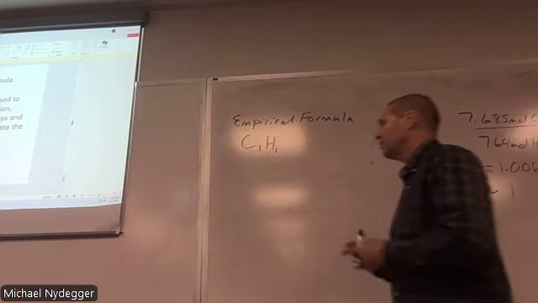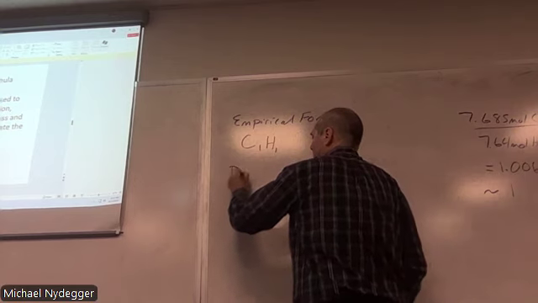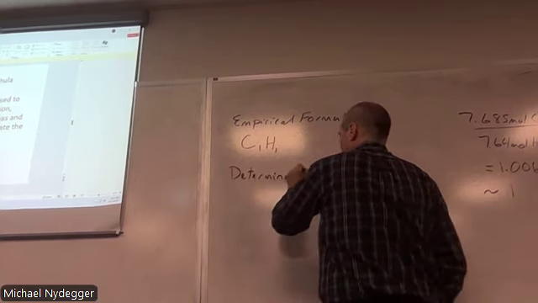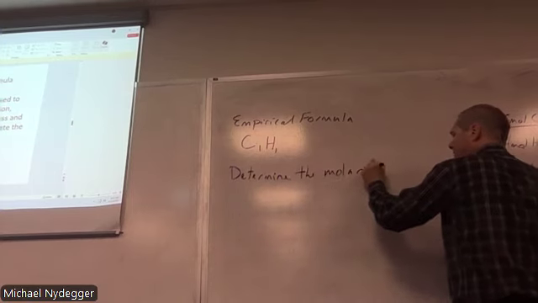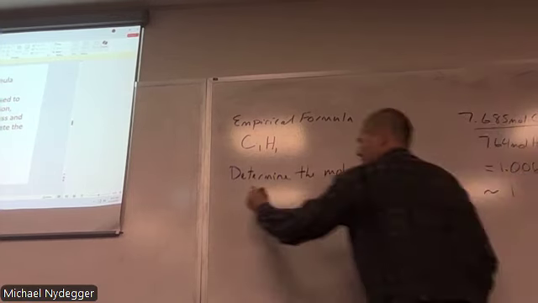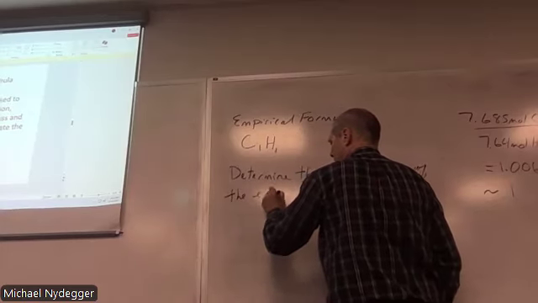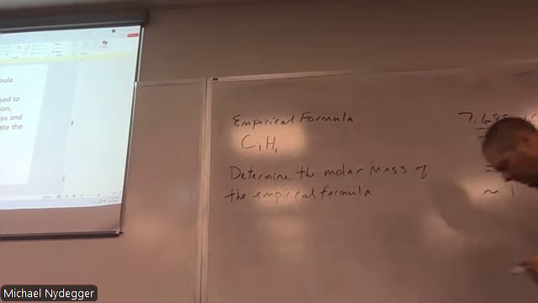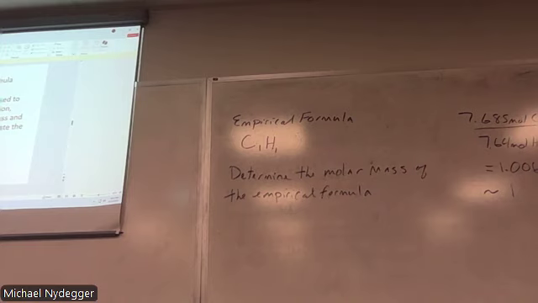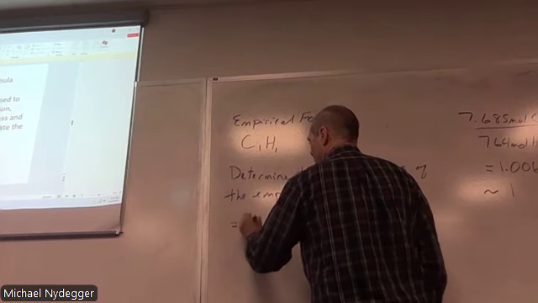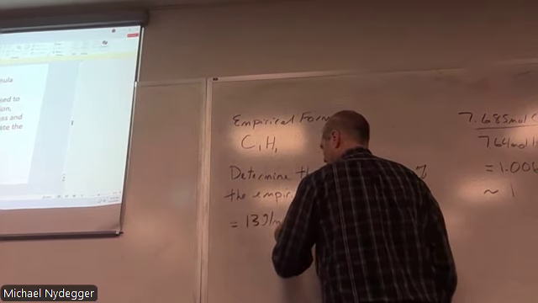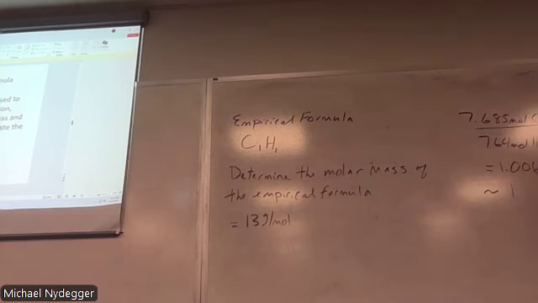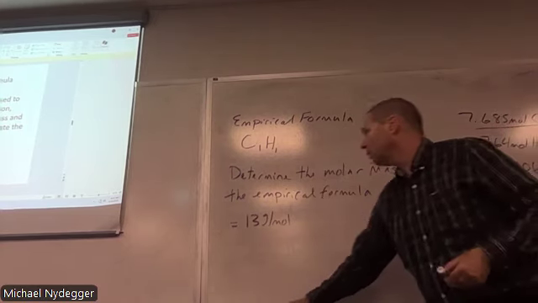Now we want to find the molecular formula. So we'll determine the molar mass of the empirical formula, and in our case, that's going to equal 13 grams per mole. 1 carbon, 1 hydrogen.